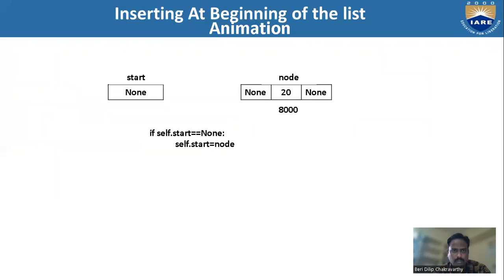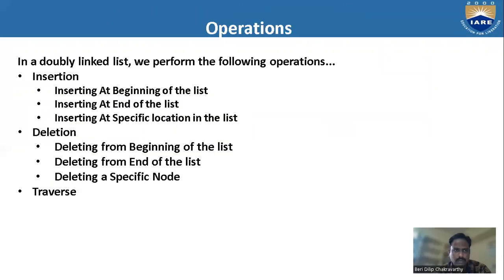Then what are the operations that we are going to perform in double linked list? As we have seen a lot of operations in single linked list, the same operations we are going to perform here also. How we are going to insert a node in the list, how we are going to delete a node from the list, and how we are traversing, moving from the first node to the last node, from the last node to the first node. We'll be seeing all those things.